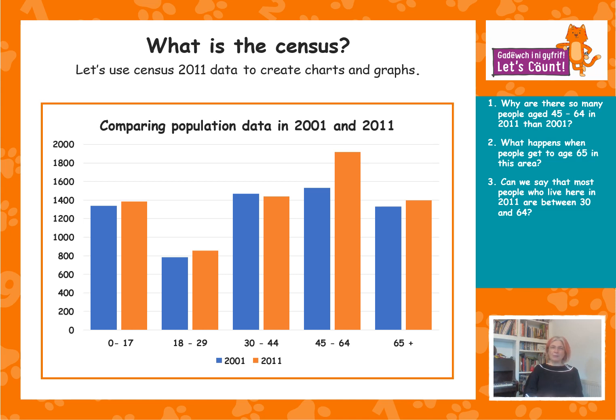What happens when people get to 18? Because there are far fewer people of that age living in this part of the country in both 2001 and 2011. Looking at the information, what sort of a place do you think this would be?